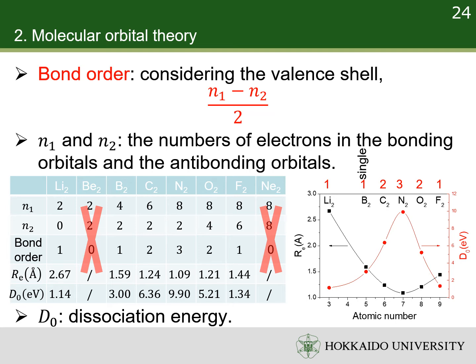A bond with bond order 1 is also called a single bond. A bond with bond order 2 is a double bond. A bond with bond order 3 is a triple bond. A triple bond is stronger than a double bond, while a double bond is stronger than a single bond.